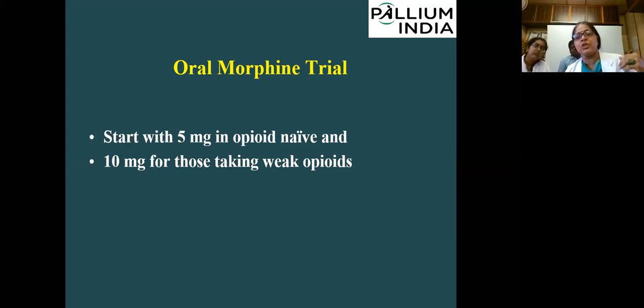If a patient is opioid naive, which means that he has not taken any opioid, he's not taken tramadol, he's not taken anything, he's just come to you first time in your OPD, we start with 5 milligram based on the severity. And for those who are already on tramadol, who are taking it 3 times and still the pain is not coming down, we can start with 10 milligram also. But in practice, it always helps to start low and go slow. So start with 5 milligram and assess the pain after 40 minutes. Next slide, please.